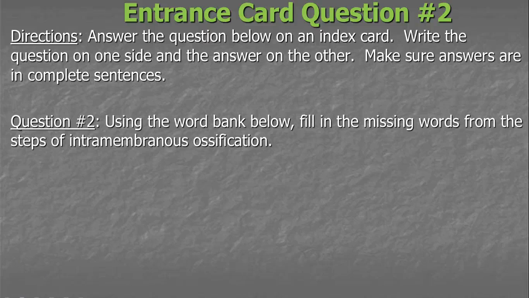Alright, so this brings us to our second entrance card, and actually it's the only other entrance card for Part 1B notes. So what you have here is, I'm going to give you the steps of intramembranous ossification, but they're going to be missing some words. At the top of the next slide is going to be your word bank. You want to take the words from that word bank and fill in the missing words in the steps of intramembranous ossification.